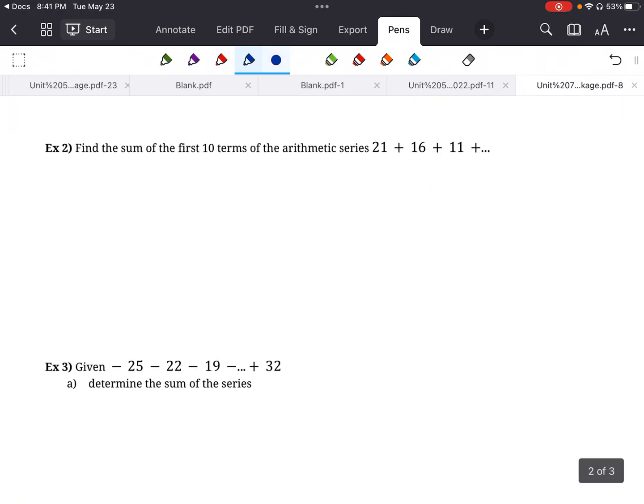Okay, on to example 2. Find the sum of the first 10 terms in the arithmetic series 21 plus 16 plus 11 and so on. So first thing we do is figure out that the difference, the d value, will be -5. So a value, the first term, is 21, the d value is -5, and we are looking for the sum after 10 terms.